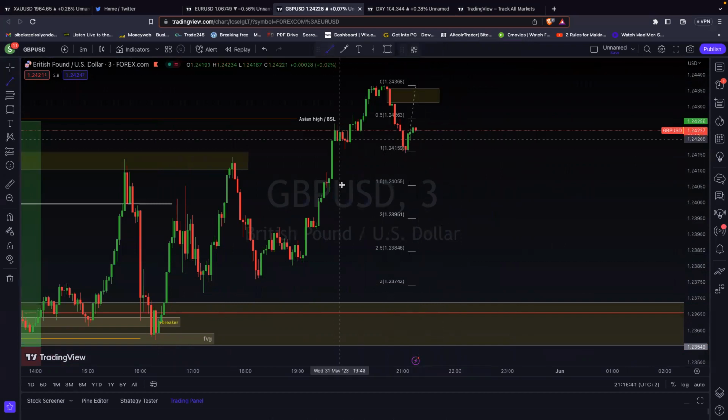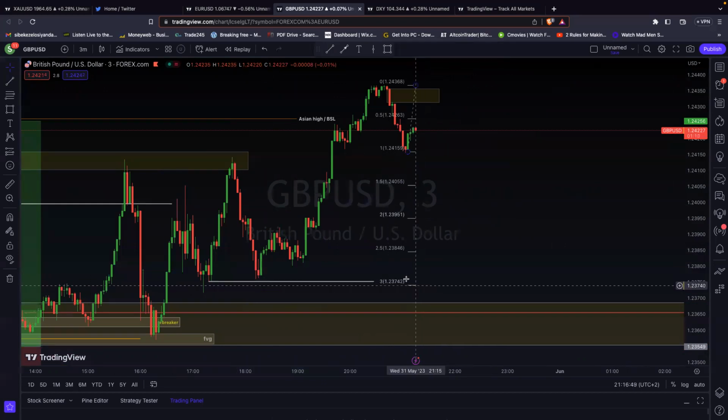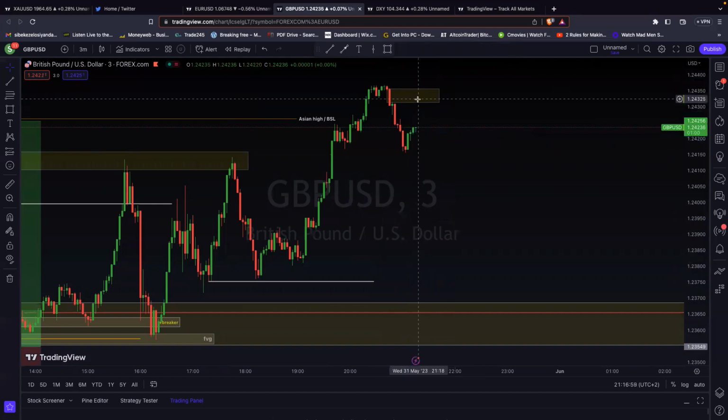This is a good one. Close to these lows here, we also have a standard deviation, which is level 3 at price 1.2374. This is a good trade, folks. If it enters here, I'm taking it down. What time is it?